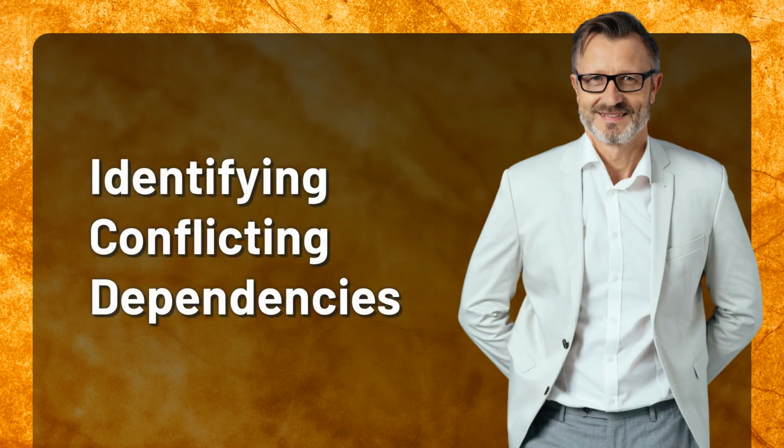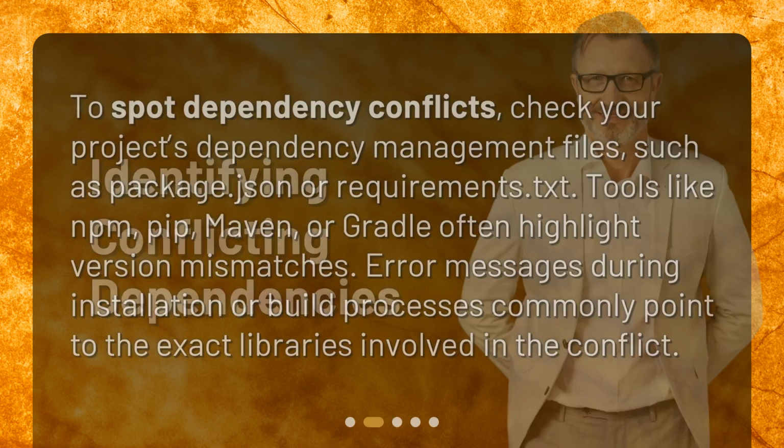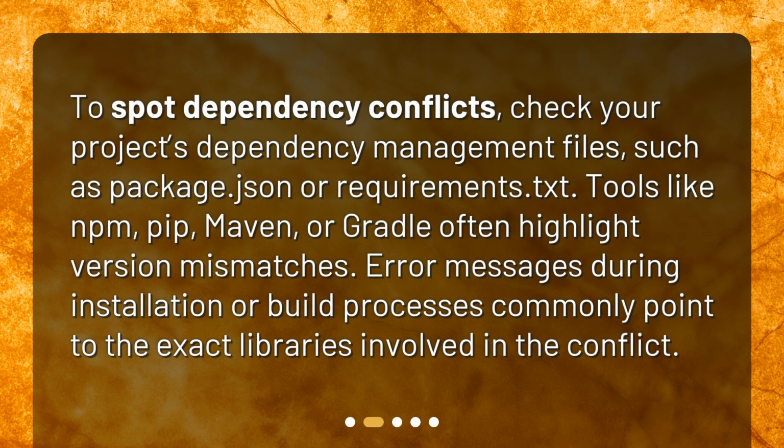Identifying conflicting dependencies. To spot dependency conflicts, check your project's dependency management files, such as package.json or requirements.txt. Tools like npm, pip, maven, or gradle often highlight version mismatches. Error messages during installation or build processes commonly point to the exact libraries involved in the conflict.